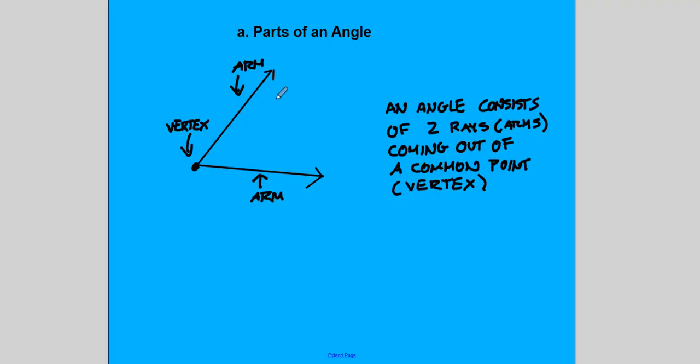Okay, so parts of an angle. We have the vertex, which is a point from which 2 rays come out of. So these 2 rays intersect at the vertex. These are also called arms. So a ray has the characteristic of an endpoint, and it goes forever in one direction. So here's a ray, here's a second ray, here's the vertex. Okay? So an angle consists of 2 rays and a vertex, or 2 arms and a vertex.